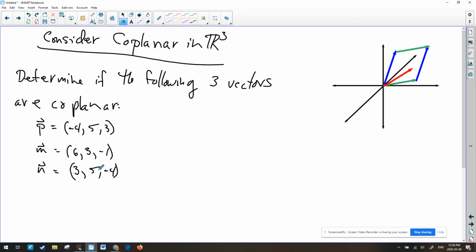Okay, and so if I want to know that these three vectors are coplanar, what we're asking is that any one vector can be written as a scalar combination of the other two. So we could say P is equal to A times M plus B times N, or M is equal to A times P plus B times N, or N is equal to A times P plus B times M, right? So any two of them can be used to decide how we're going to get the third vector.